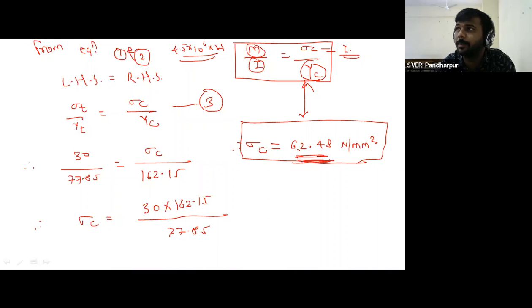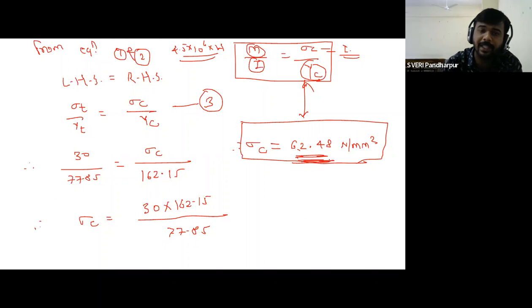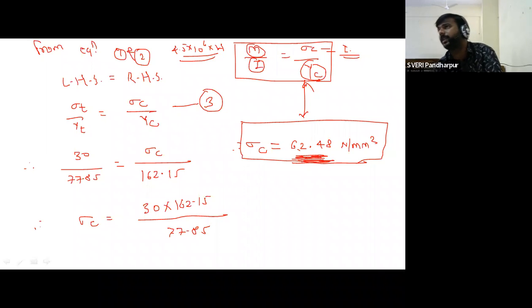62.48 Newton per mm square. So you can use any combination by using equation number 2. Then also we can calculate the value of sigma c, and by comparing equation 1 and 2, you will get equation number 3. LHS is equal to RHS. By using equation number 3 also, you will get the same value, that is 62.48 Newton per mm square. So this is one variety of the problem which is also asked in the examination.